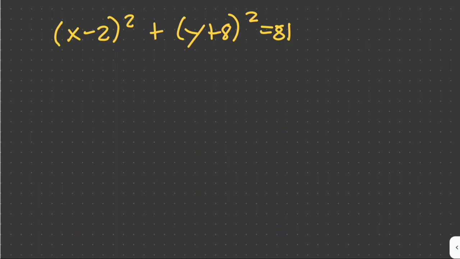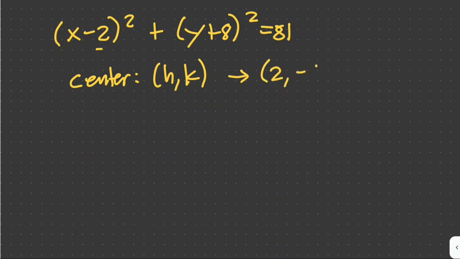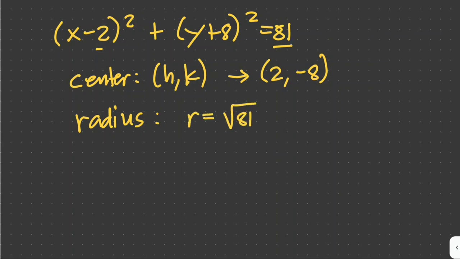Okay, the center here, HK, is just positive 2, negative 8. So 2, negative 8, and our radius is just the square root of 81. So r is just the square root of 81, because 81 here is equal to r squared. So this is just equal to 9. So this is our h, this is our k, and this one is our r squared.